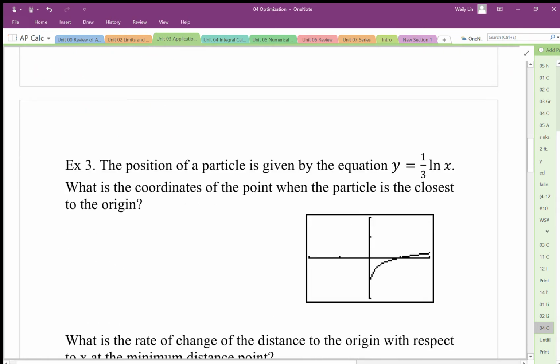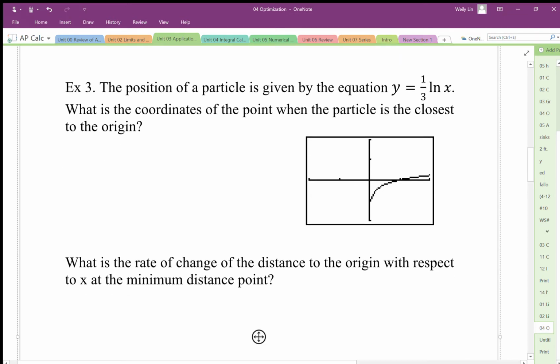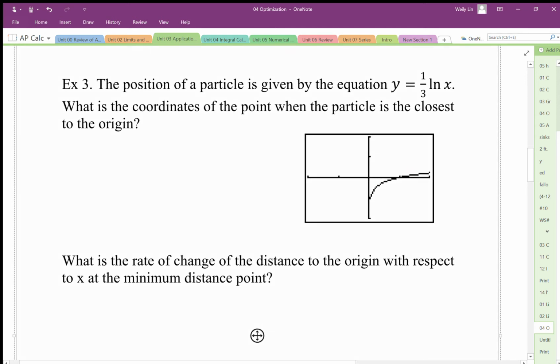So let's look at this next problem. We have the position of the particles given by this curve, y = 1/3 ln x, and we want to know the coordinates of the point closest to the origin. So what is the closest point to the origin? Well, basically that's going to be the point where the line perpendicular to the tangent line gets us to that point, so the closest point is always going to be 90 degrees from that line.